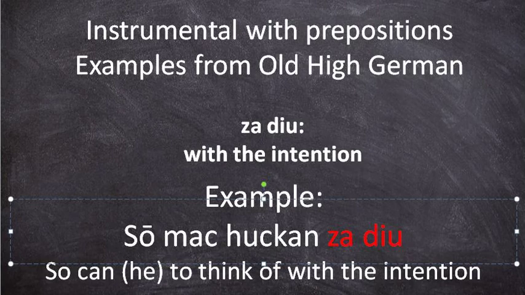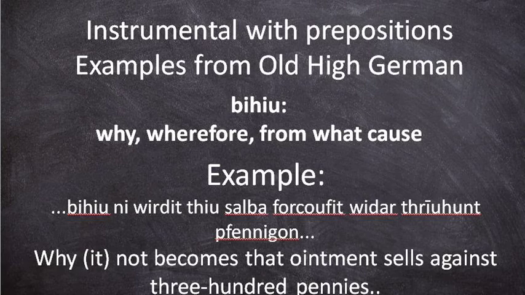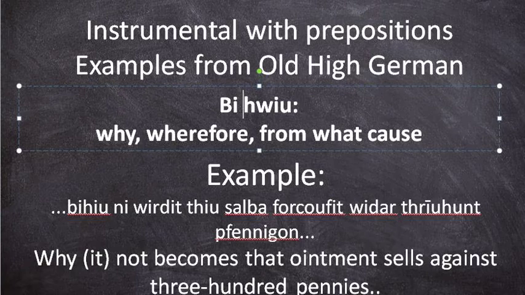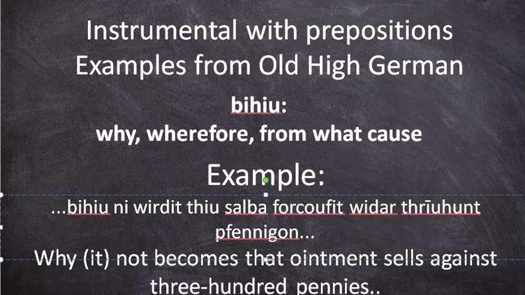So with this preposition of be, we have bihu. And hu is actually a contracted form, if you will, of hu, but this is contracted together. We drop the w, and so we have behu. Behu means why, wherefore, from what cause, and so we have our example here of behu.